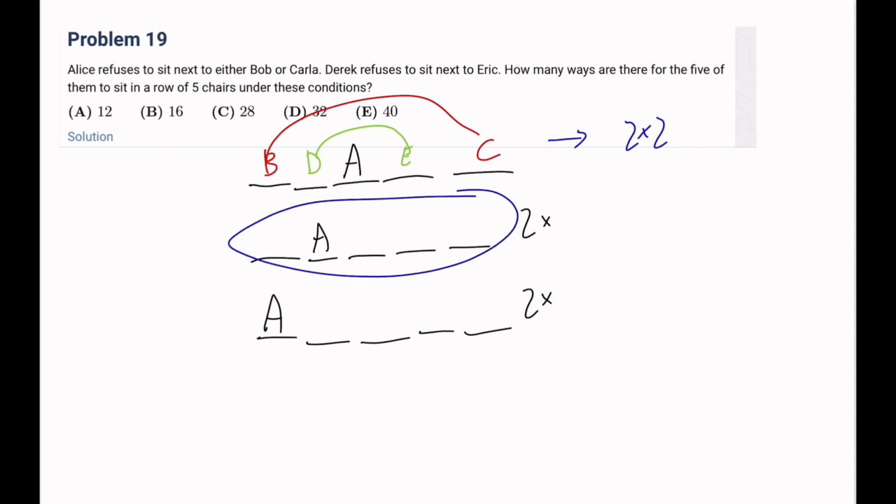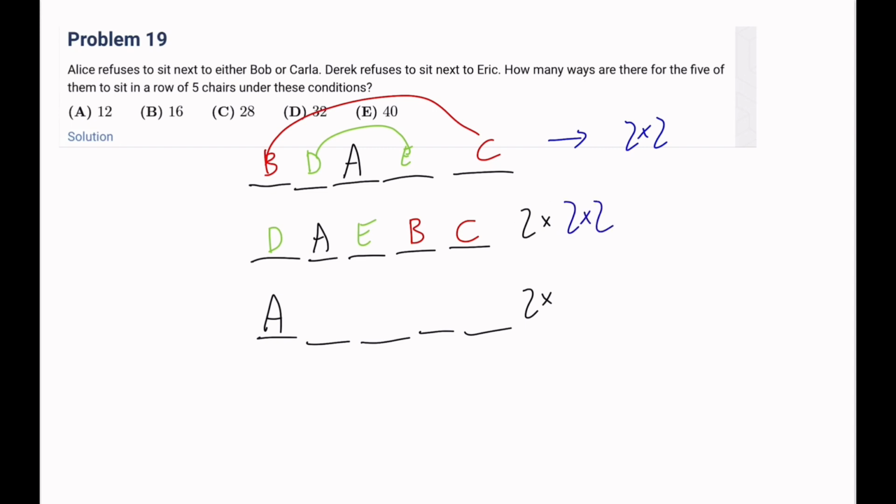And for this one, Bob and Carla can sit here with these two, or no, actually Alice can't sit next to Bob or Carla, right? So Bob and Carla can only sit like this, right? And then Derek and Eric will be forced to sit like this, right? And so that is the same thing, but then we have this multiplied by 2, so we have to do just 2 times 2 to that.